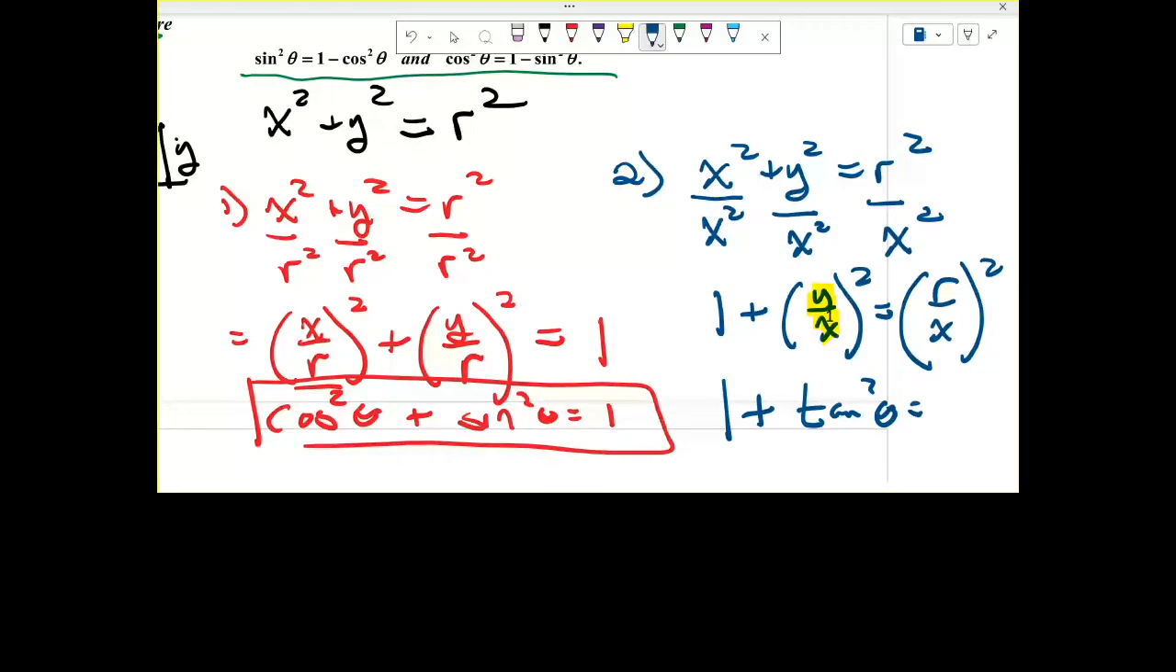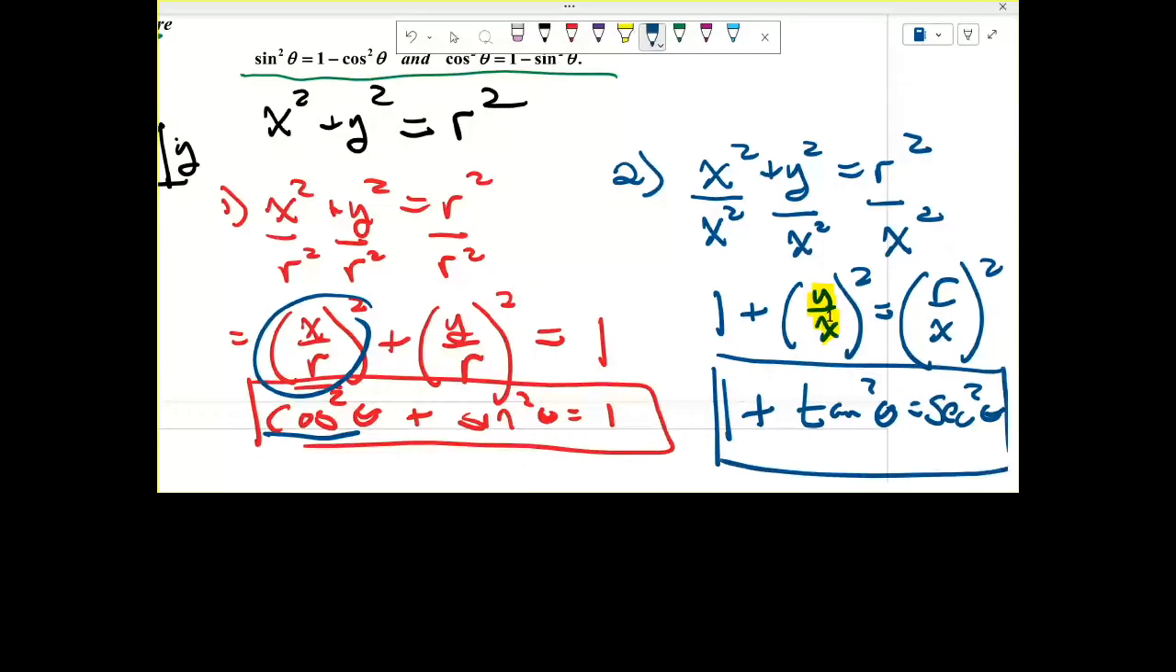Okay. Let's see, y'all. On the right side, I have r over x all squared. Now, I remember x over r. We just did that right now. Look, we said x over r was the cosine. So if it's flipped, if it's the reciprocal, what is the reciprocal of cosine? Secant. Secant squared theta.